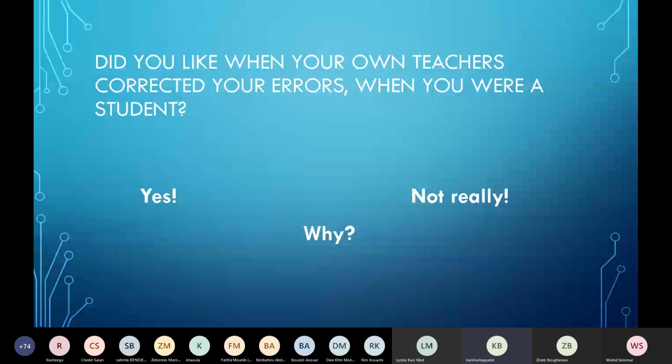For me, I think it depends on the way the teacher corrects his students. For example, I am not against the idea that my teacher would correct my mistakes, but sometimes a teacher doesn't correct you in a good way. For example, he would make you feel like you've done something very, very wrong, like you are a stupid person because you've made this mistake, which I really hate.